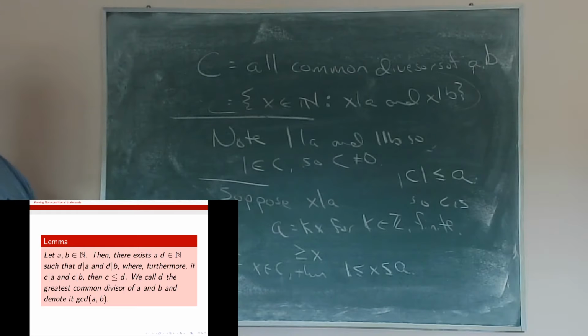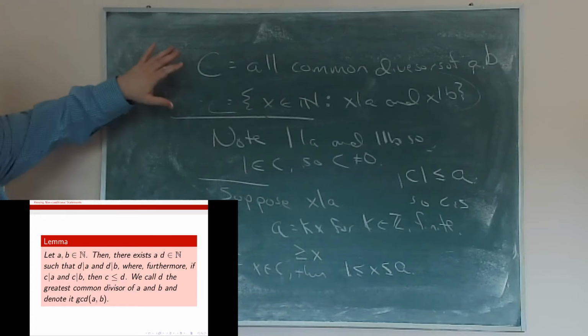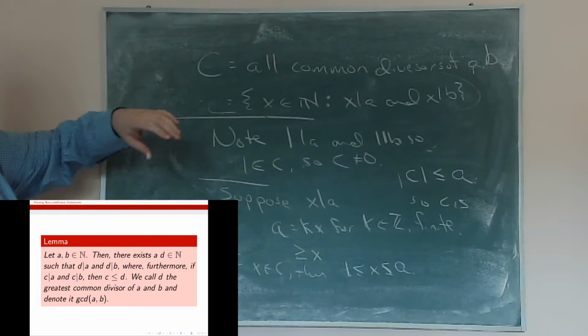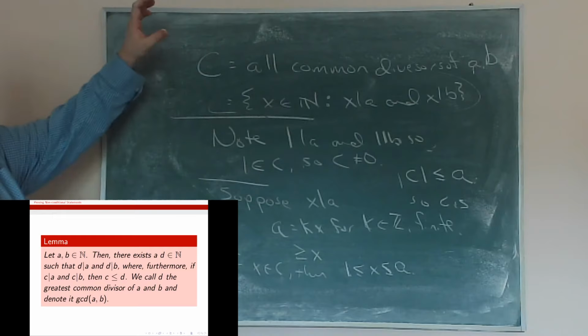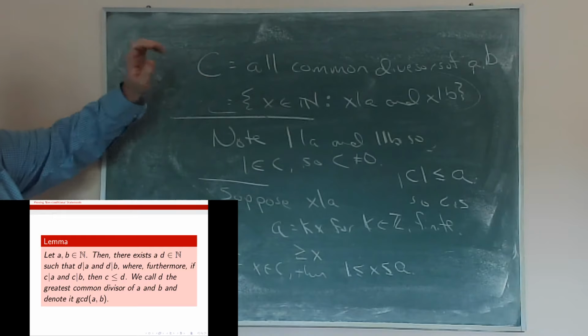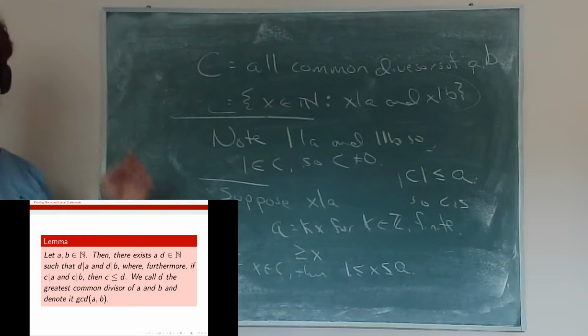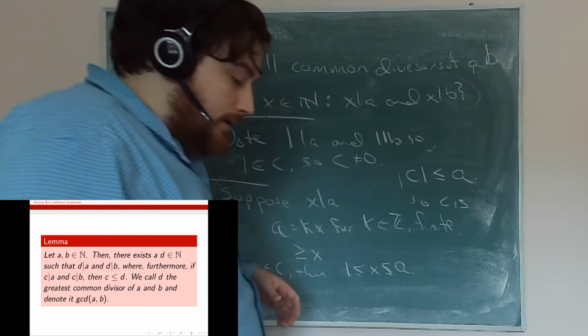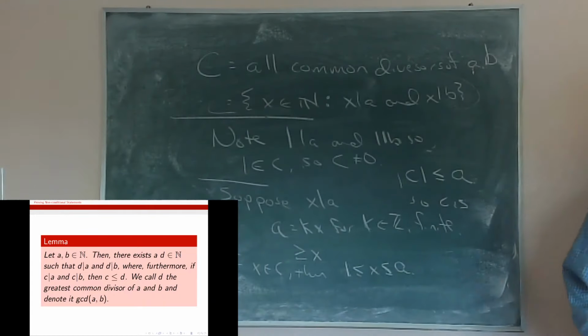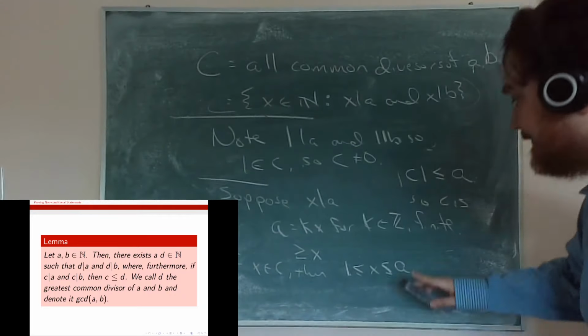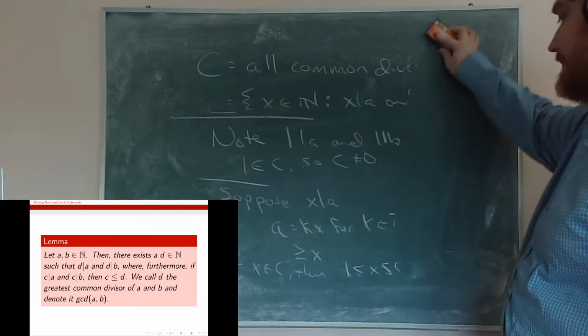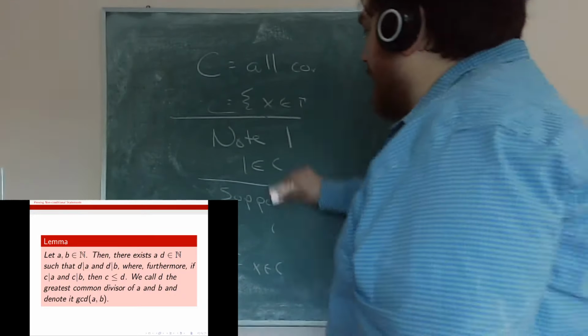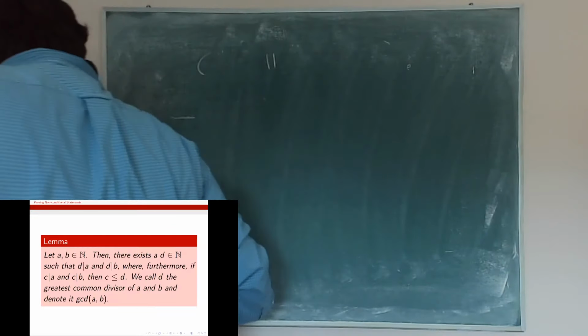Questions on that at all? So here, to show something exists and was unique, instead of trying to do that directly, I showed that it's in a set, and this set is finite and non-empty, therefore it has to have a greatest element. So I get both the existence and uniqueness from my previous lemma, or previous theorem. All right. So the greatest common divisor exists.